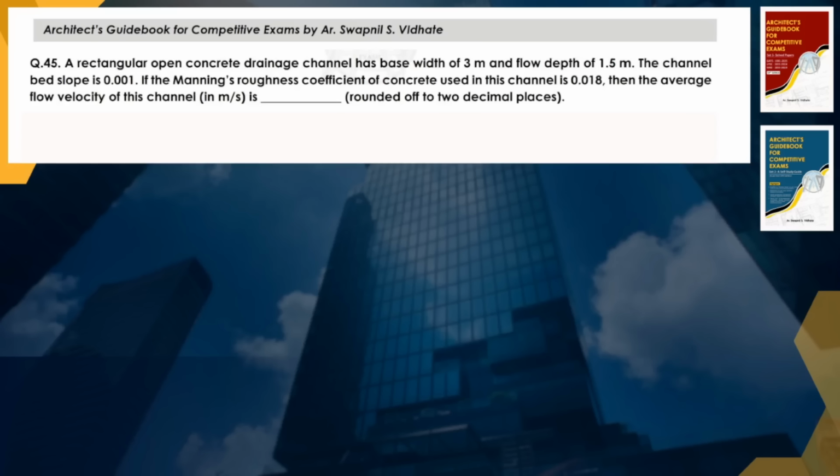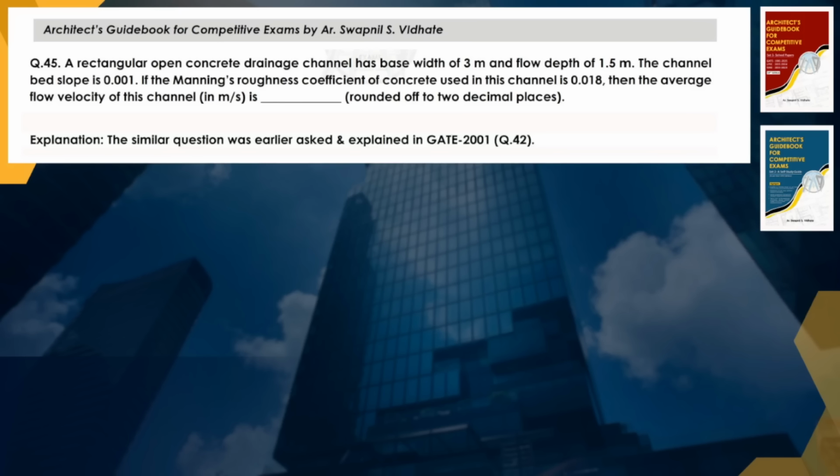Next question, question 45. Again, the reference was available related to the formula. A rectangular open concrete drainage channel has base width of 3 meter and flow depth of 1.5 meter. The channel bed slope is 0.001. If the Manning's roughness coefficient of concrete used in this channel is 0.018, then the average flow velocity of this channel in meter per second is how much? We need to put the final answer rounded off to two decimal places.